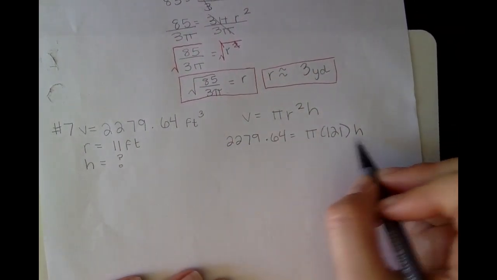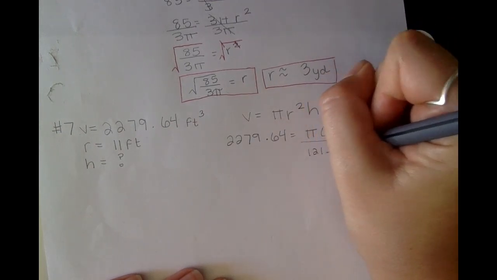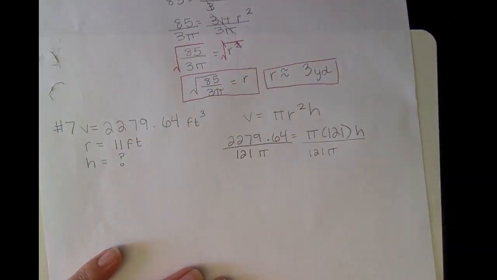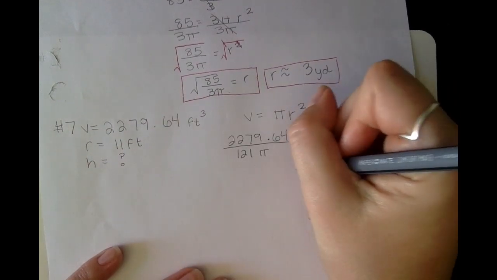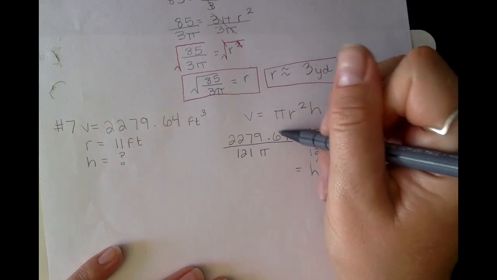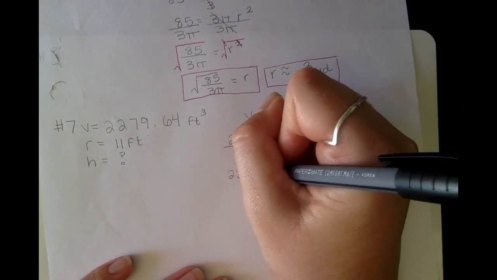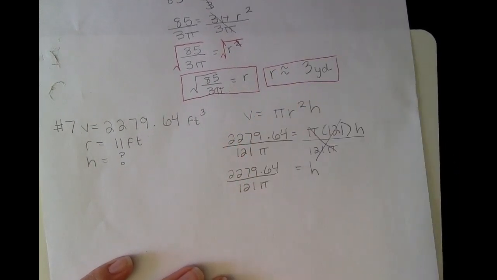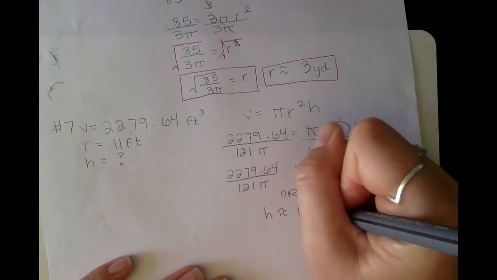I don't know the height. I want to get height alone, so I can divide. I'm just going to put this as 121 pi, so then divide this side by 121 pi, and that's really going to be my answer. Because this is going to cancel out, so I'm left with h equals this. So you can actually leave this as your answer as 2279.64 over 121 pi, or you can actually solve it and h would be about 6 feet.